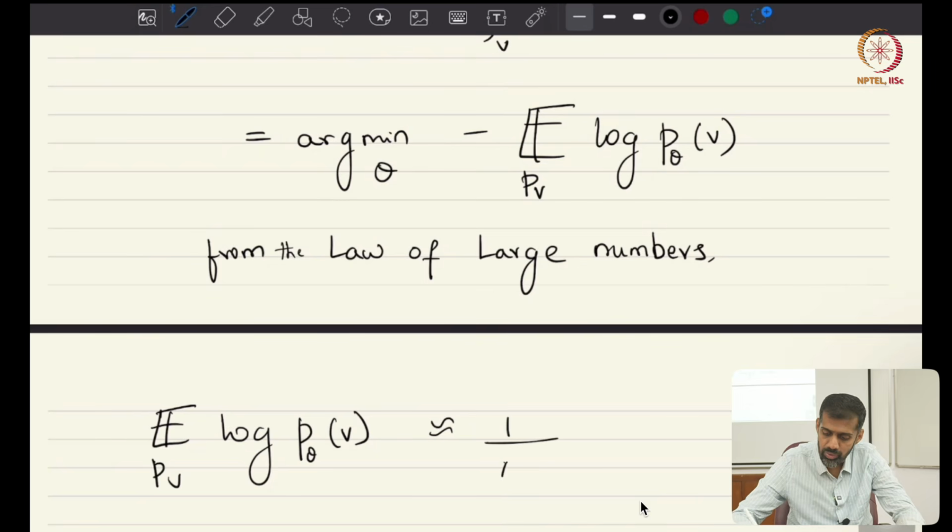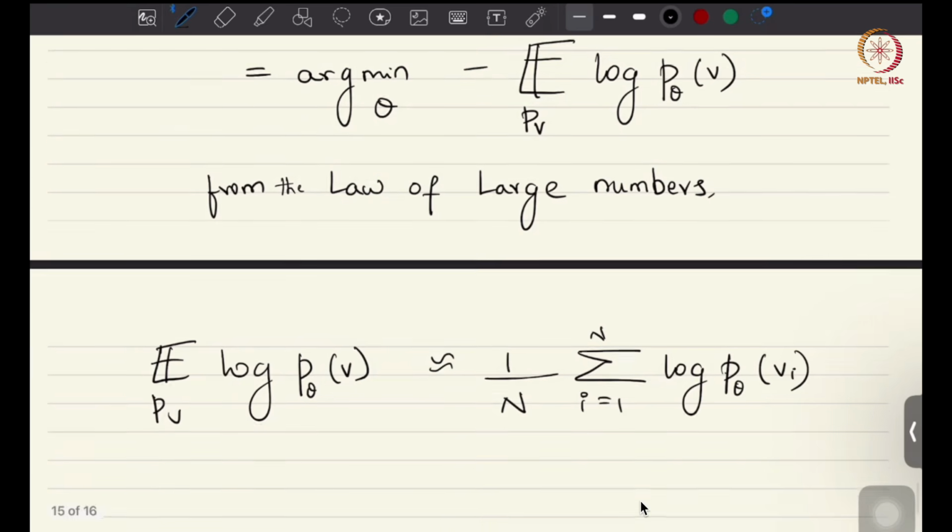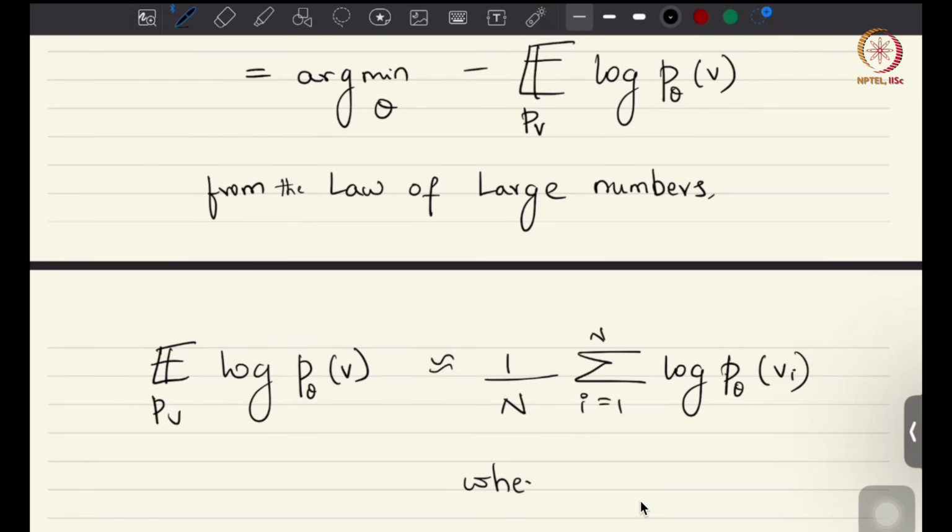So the sample mean is given by 1 over n times the sum of log of p theta of vi, where vi is sampled IID from PV. Only if this happens does the law of large numbers work. So you have to ensure that all the samples that you have are drawn IID from a particular distribution, right? So now can we compute this quantity? We can, because we know what p theta of vi is, because that's what we have defined, and we have samples from PV. That's it.